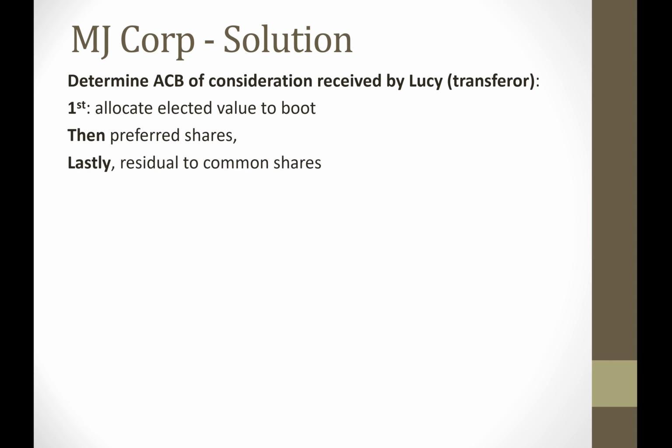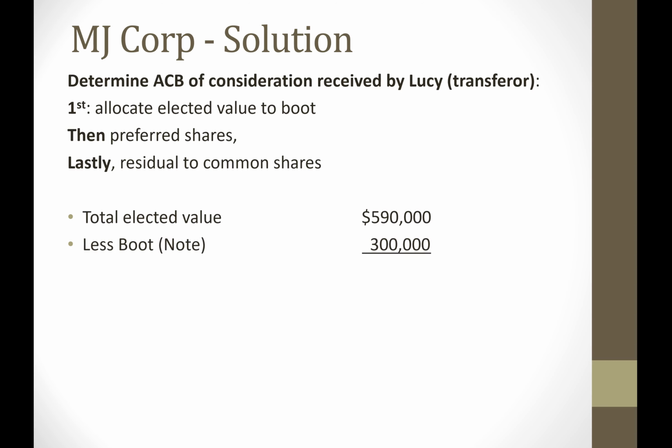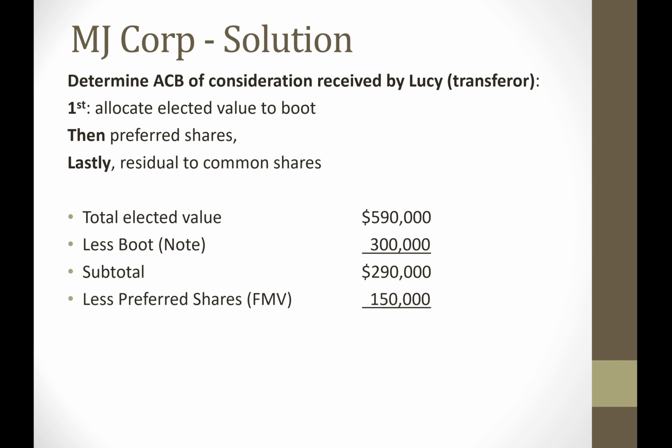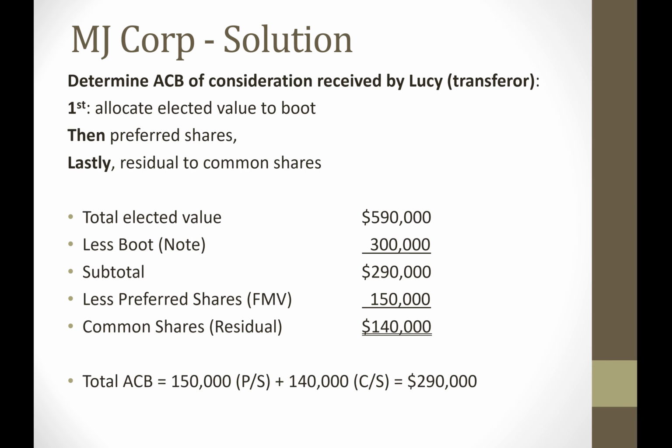So let's actually go through this calculation for Lucy. The total elected value, so she has to allocate the 590,000 first to the boot, which is the note, which has a value of 300,000. The residual amount, 290, will be allocated next to the preferred shares, and the fair market value of the preferred shares was 150. And so that's going to leave a residual amount of 140 for the common shares. Now let's look at the preferred shares and the common shares. The total adjusted cost base of both the preferred shares and the common shares will be 290,000.